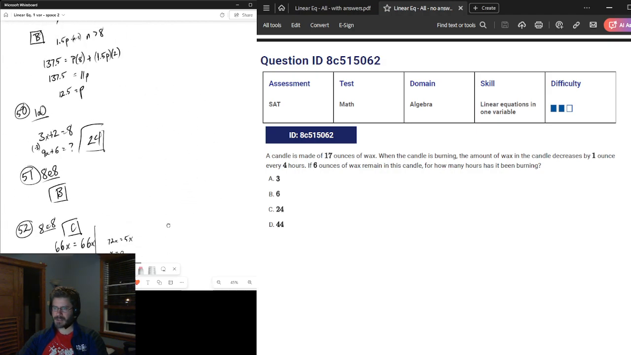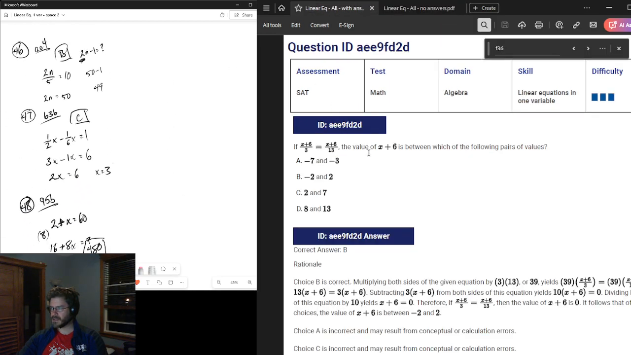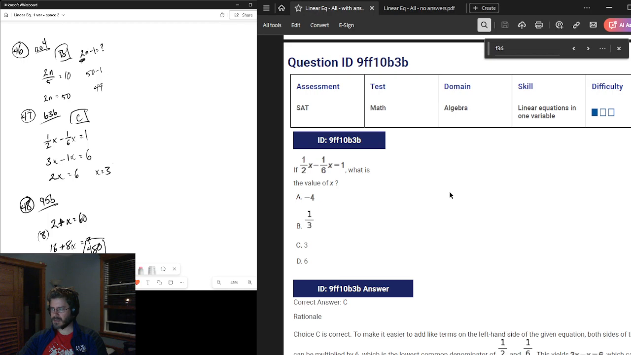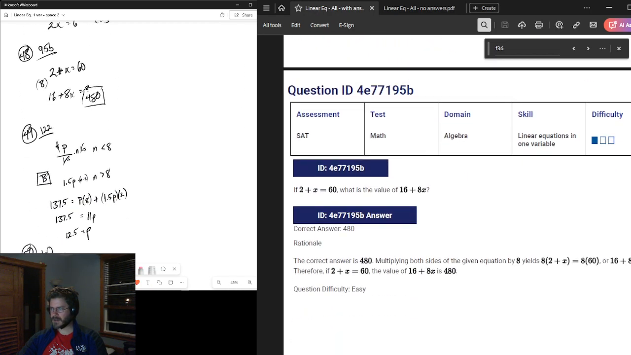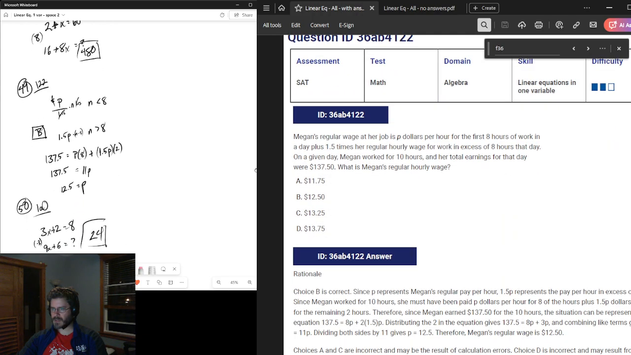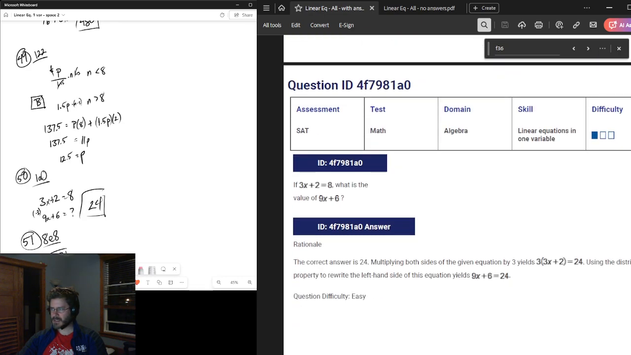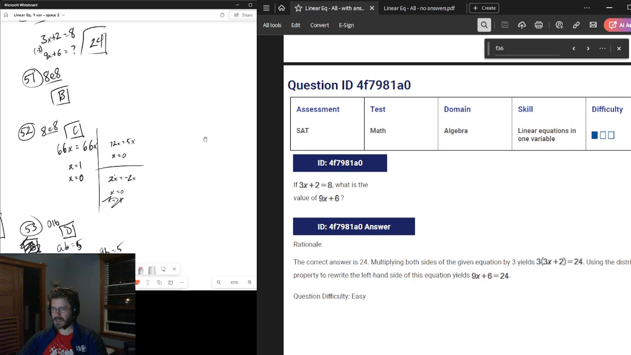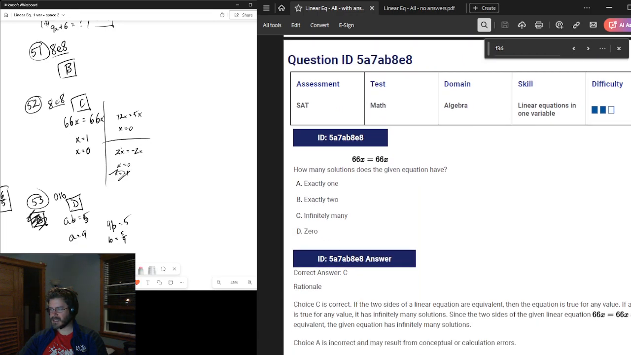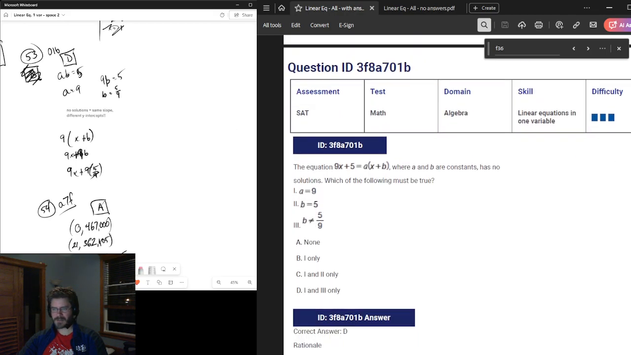And that wraps up linear equations in one variable. So we've got AE4, B, B3B, C, 95B is 480. 122 is 1250. B, 180, 24, good. The first 8E8 is B. The second 8E8 is C. We got 01B. I changed my answer on this one.